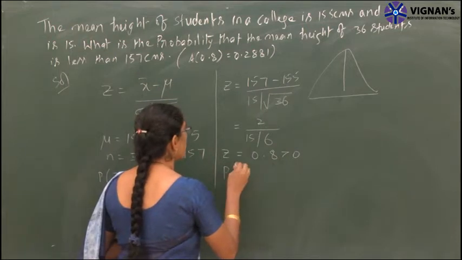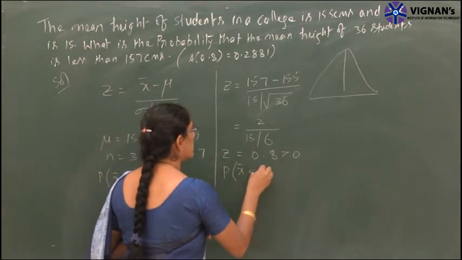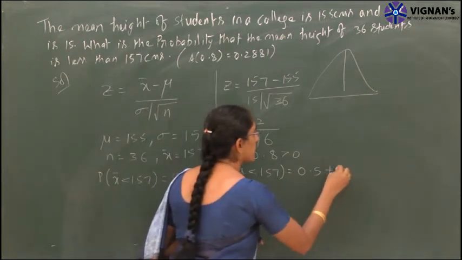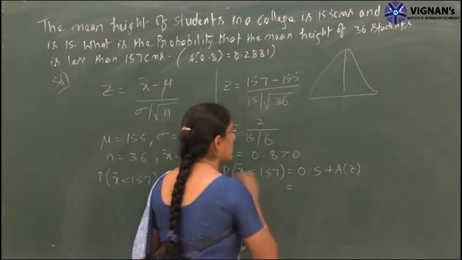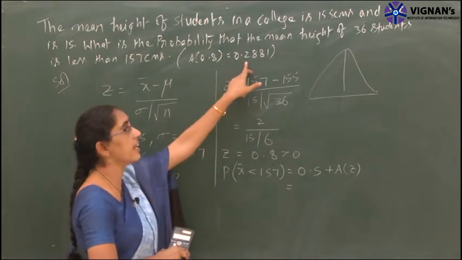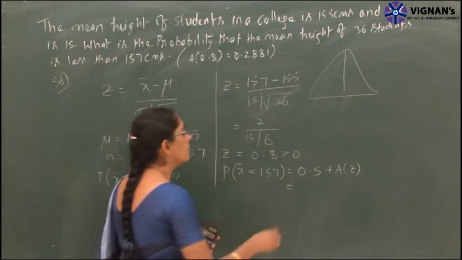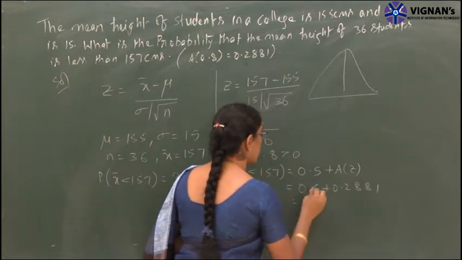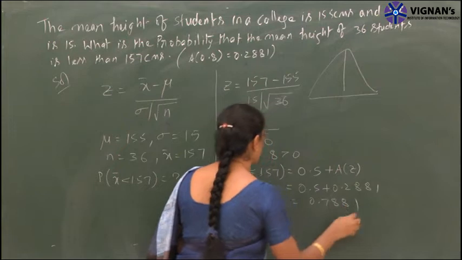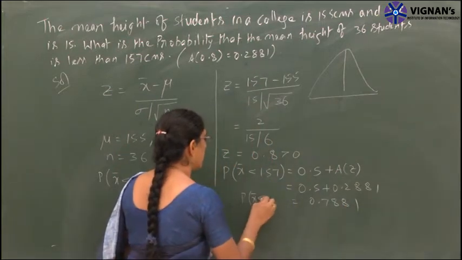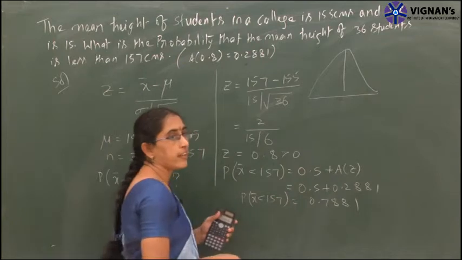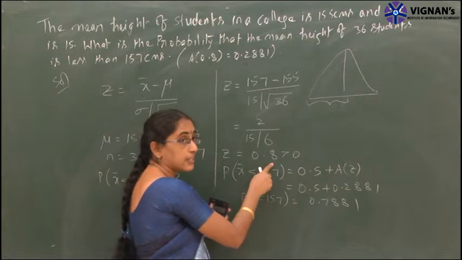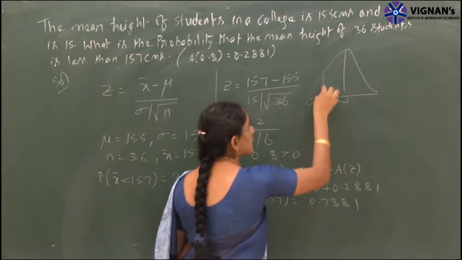So this probability of x bar less than 157 is given by the formula 0.5 plus area value of z here. So what is the area value of 0.8? It is given as 0.2881. So 0.5 plus 0.2881 here. So it is nothing but 0.7881. That means probability of x bar less than 157 is 0.7881. So for this left tail here we are finding, and this z is 0.8. 0.8 means this part here.